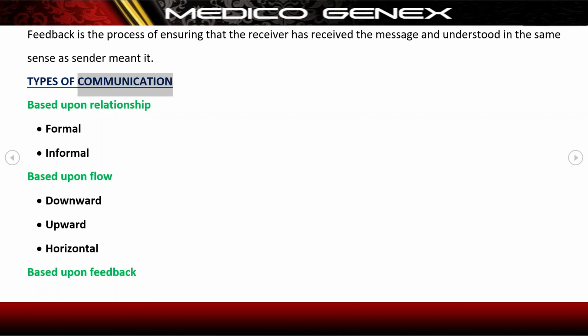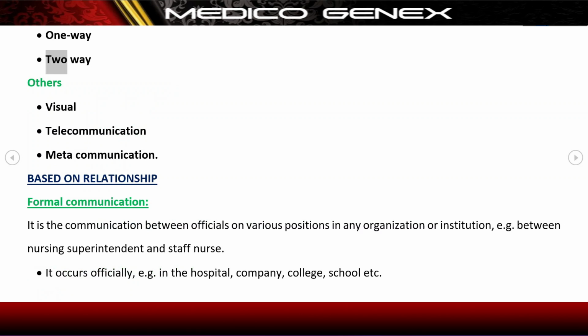Types of communication. Based upon relationship: formal, informal. Based upon flow: downward, upward, horizontal. Based upon feedback: one way, two way. Others: visual, telecommunication.